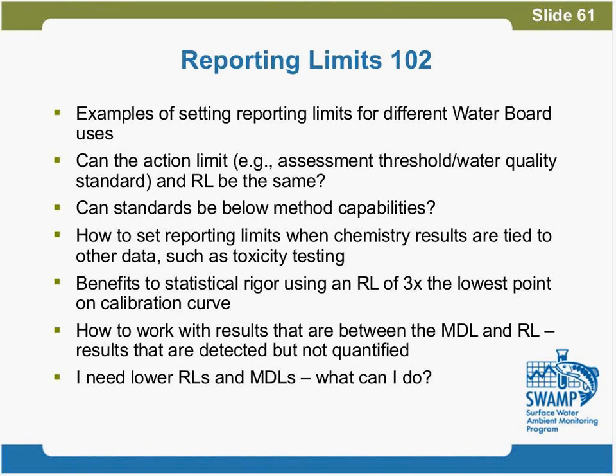What are the benefits to statistical rigor of a reporting limit that's 3 times the lowest point on the calibration curve? Do I always need to do that? Do I always have to have that statistical rigor? And what are the pluses and minuses to that?